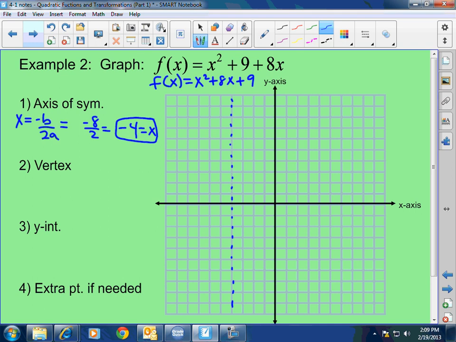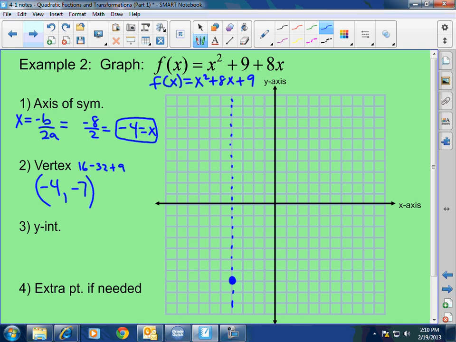Step 2, vertex. Plug in that axis of symmetry into the equation and find your y. Negative 4 squared is 16, minus 32 plus 9. So that's going to be negative 16 plus 9. We're looking at negative 7, right? So I'm going to go negative 4, negative 7. It's right there. That's my vertex.